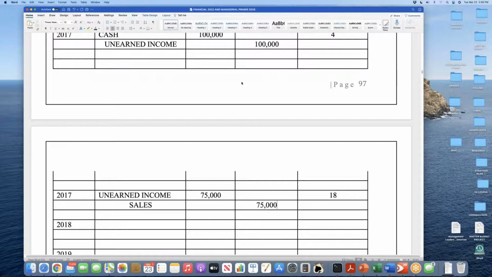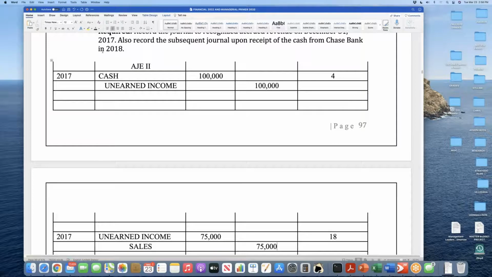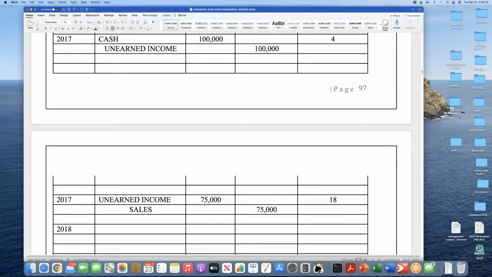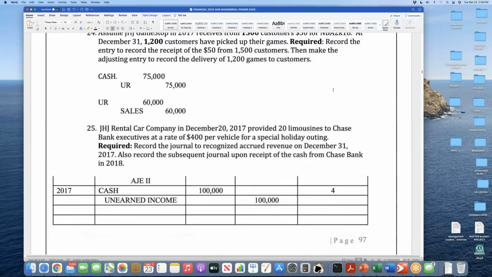So GameStop and other companies are doing this all the time. When they get the cash in, they debit cash and credit unearned income. Then when the people pick up the games, the income is no longer unearned, it's earned, so they debit the unearned account and credit sales. Any questions? So far, so good. Do we need to work another one? Are we all right? Yeah, let's just do another one.